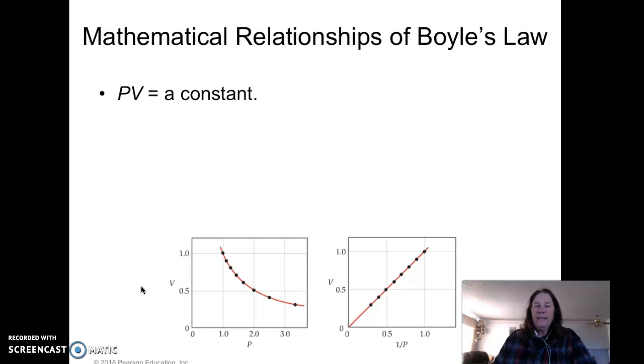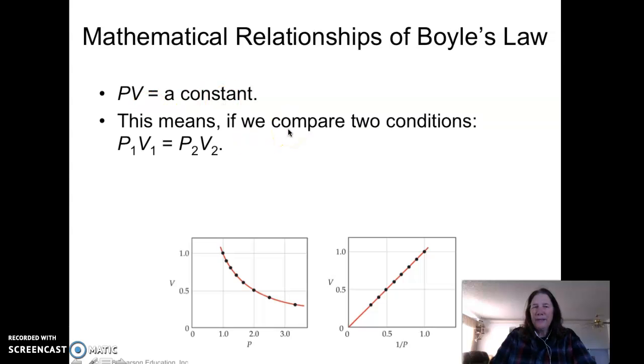Here you can see it mathematically. PV is a constant, so pressure times volume. If you have the pressure and volume of a gas and you change either the pressure or the volume, you can figure out the unknown one, the one you don't know, very simply by multiplying these two together and dividing by the one you know, and that'll give you the one you don't know.